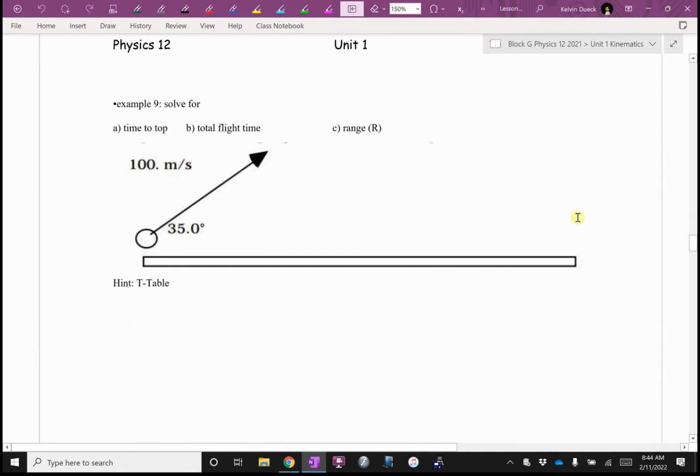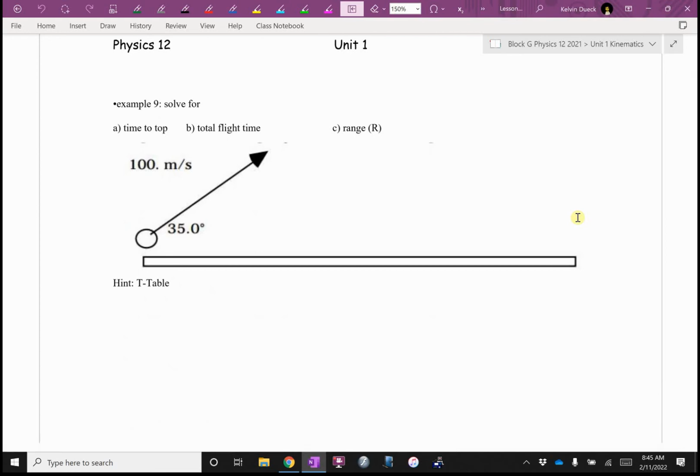I like example 9. Example 9 is a nice question. You're going to see ground at an angle. Did I say angle, everybody? Okay, so example 9 says solve for time to top, total flight time, and the range. Hint, T-table. Before I even do my T-table, I see an angle, components. I'm going to break this velocity up into horizontal and vertical components.